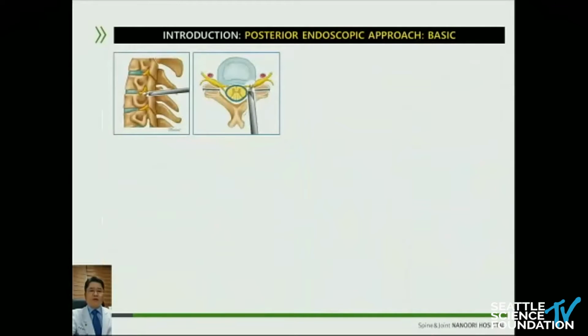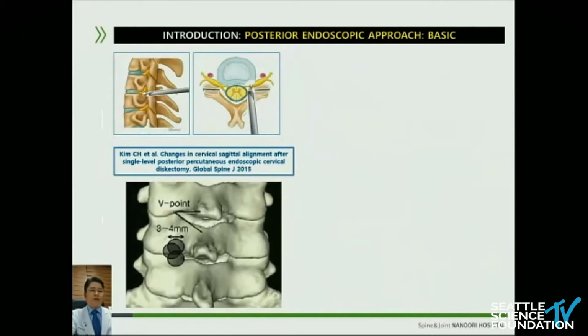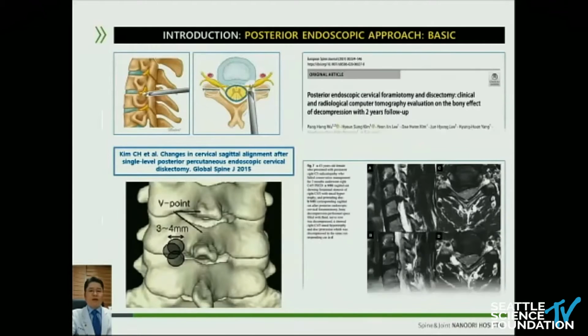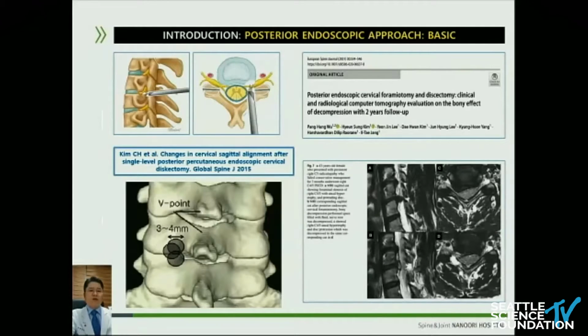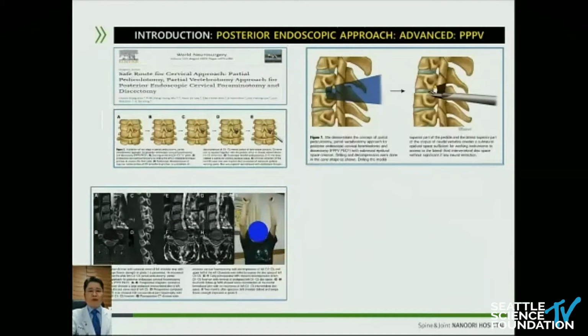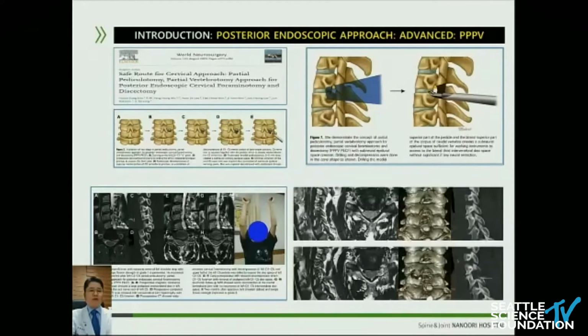Endoscopic posterior foraminotomy and discectomy were initiated with the trans-V approach, and Kim et al. reported a good result at the 2-year follow-up in the European Spine Journal. However, the trans-V approach has been applied only to some limited cervical foraminal pathology. In order to expand the indications, a safer and more accessible surgical method to anterior parts was needed. For this purpose, partial pediculotomy and partial vertebrotomy approaches were developed.